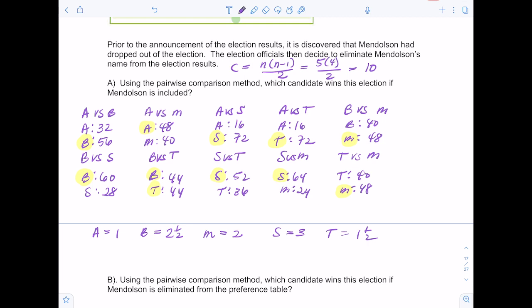So the person that scored the most points was Sanchez. So Sanchez is the winner.